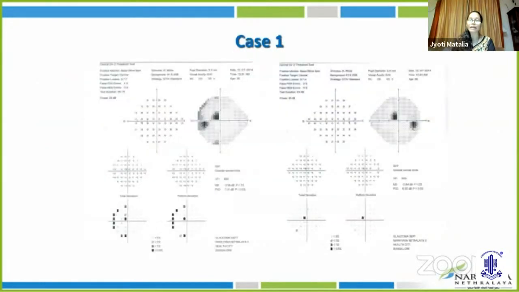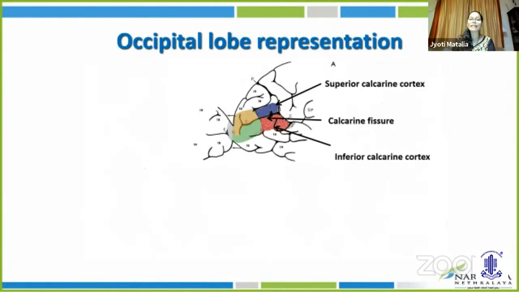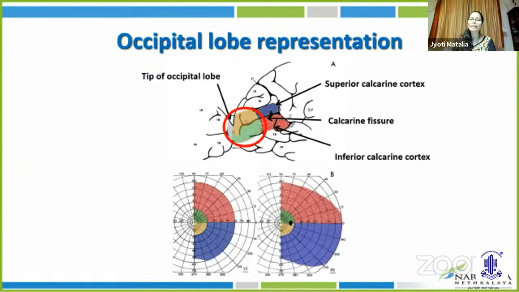So let's apply it in our first case. We have a defect which is obviously bilateral, homonymous and congruous. So we'll call it a left superior congruous central quadrantanopia, which means we have to look beyond the chiasma. That means, with central congruous, we look at the occipital lobe. So let's see the representation there. This is the tip of the occipital lobe, and its representation in the visual fields is central, as shown.